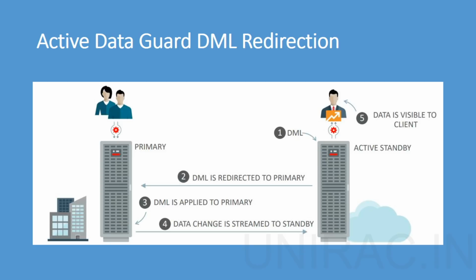So one of the features is Active Data Guard DML redirection in 19c, where the DML operations can also be performed in your standby Active Data Guard from 19c. And whatever changes are done in your Data Guard standby, it helps to redirect transparently to your primary.